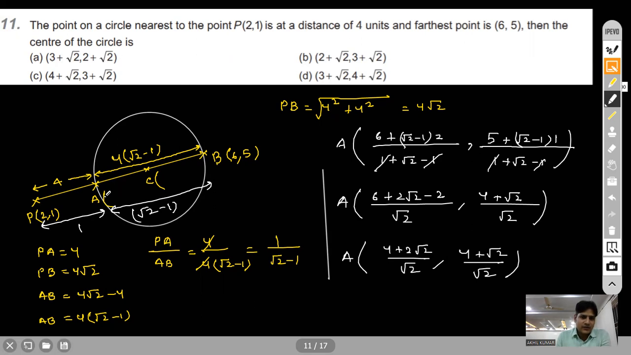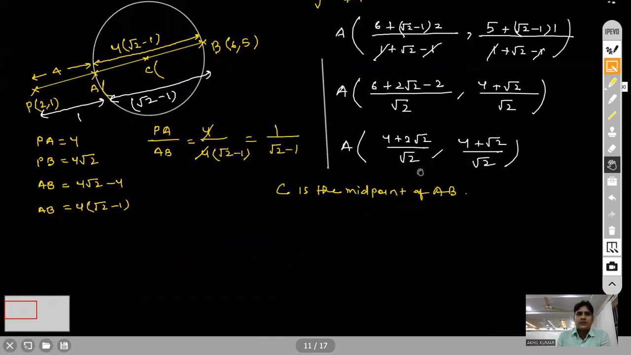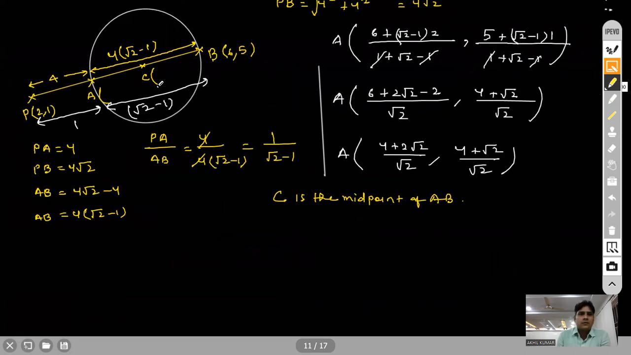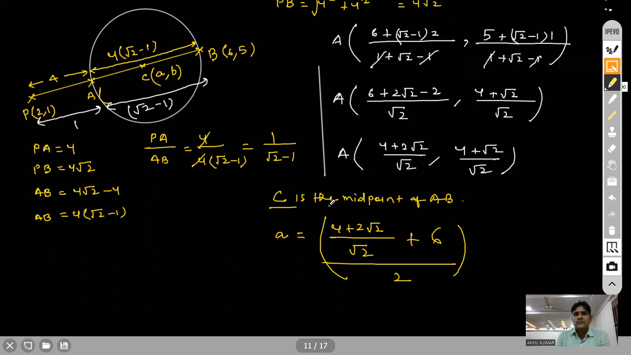Now we know the coordinates of A, we know the coordinates of B, then what will be the coordinates of C? It will be the midpoint of AB. If C is the midpoint of AB, then the coordinates of C must be, let me write it as (a, b). So a will be equal to the x coordinate of A, (4+√2) upon root 2, plus the x coordinate of B, that is 6, whole divided by 2. This will be a. And what will be b?